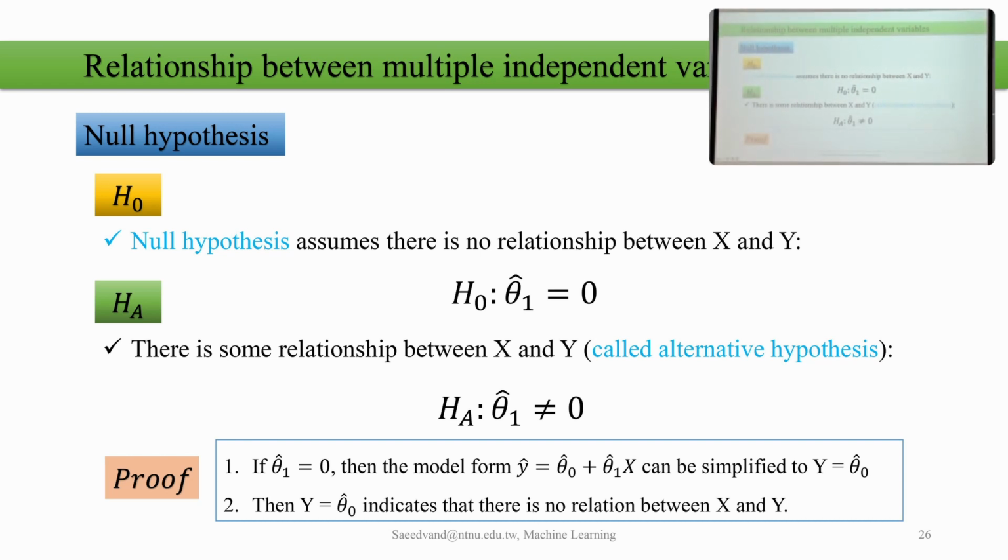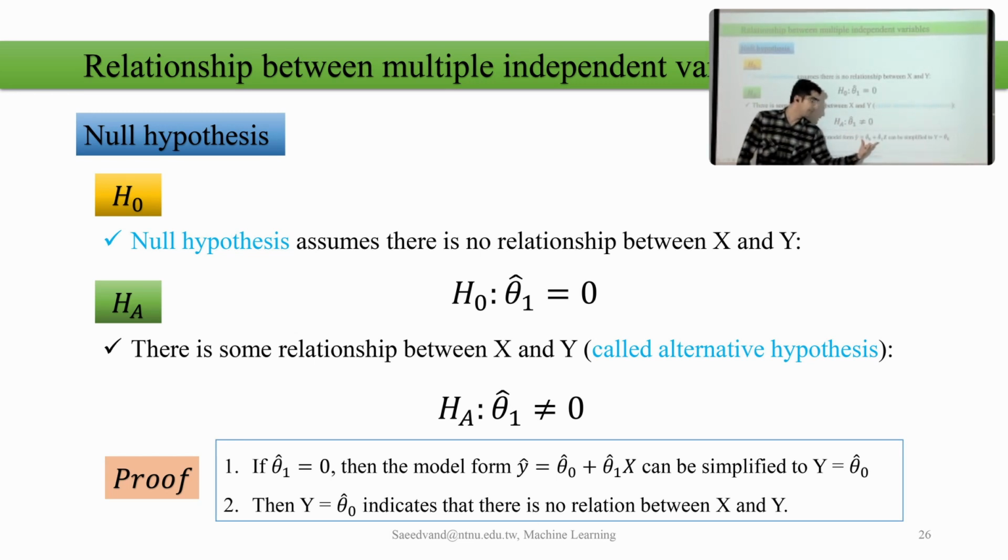So the proof can be in simplest form. As I explained already, if theta hat 1, or the slope, is equal to 0, then the model from this equation looks like this equation. So we have y hat equal to the intercept added to the slope times x, right? This is the linear regression that we defined today.